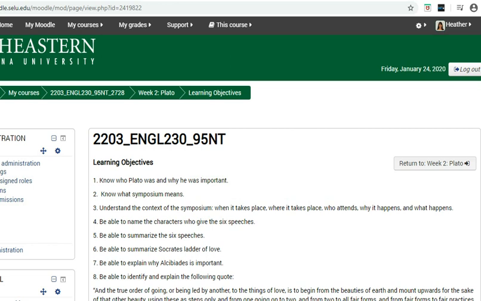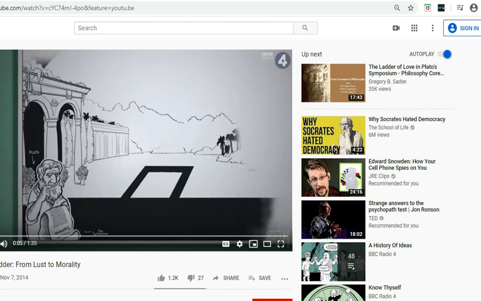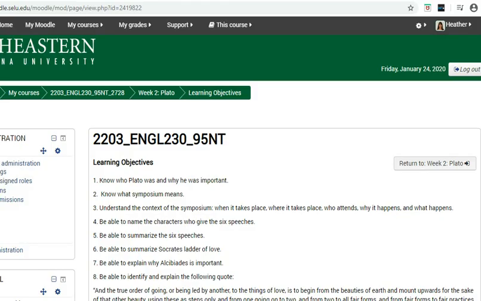Some people struggle with this. I found a really nice video, or I think it's nice, on YouTube, and it's a description of this ladder of love that Socrates talks about, that he learned about from his teacher, Diotima. I love this guy. He draws, animates the ideas as he explains them. So that's on Moodle for you also.